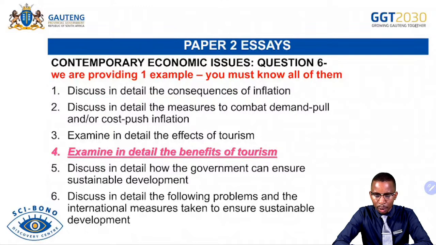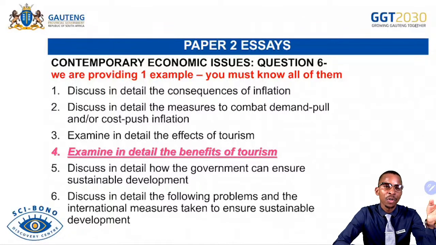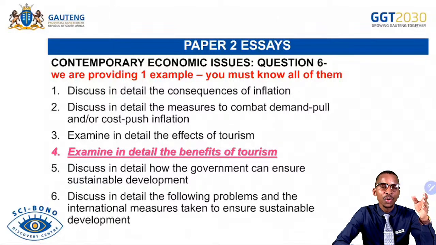Discuss in detail the following problems and the international measures taken to ensure sustainable development. In this case, you talk about the loss of biodiversity, hazardous waste, chemical waste, loss of indigenous knowledge, and also climate change. That's what we will be discussing here, focusing also on international agreements such as Rio de Janeiro, Basel Convention, Stockholm Conference, COP17, COP22, COP27, environmental summit, Johannesburg Summit, etc.